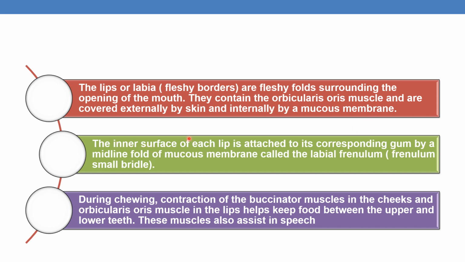The inner surface of each lip, this is important, is attached to its corresponding gum by a midline fold of mucous membrane called labial frenulum. Frenulum is nothing but small bridle. And during chewing, contraction of the buccinator muscles in the cheeks and orbicularis oris muscle in the lips keep the food between the upper and lower teeth. And these muscles also assist in speech.